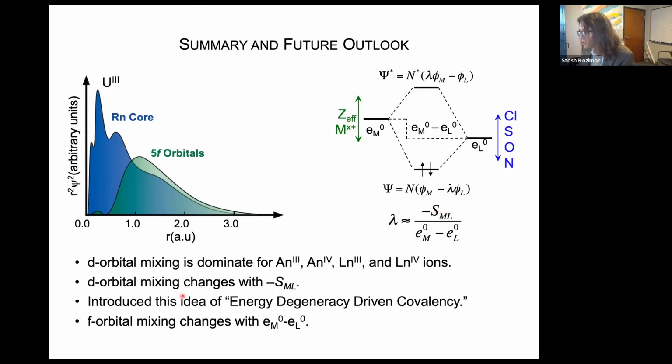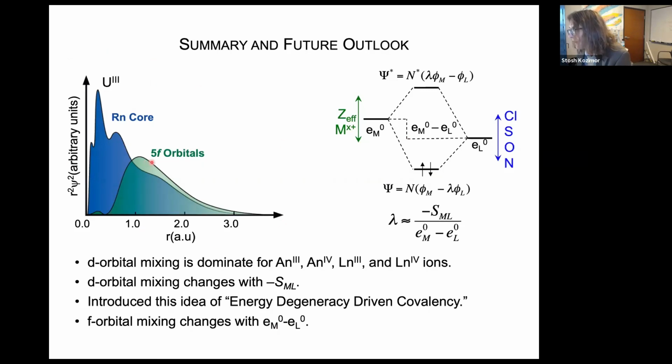But then I introduced this idea of energy degeneracy driven covalency and tried to communicate that that seems to be what's important, or at least that's what we propose is important for these core-like f-orbitals. Okay, but this denominator is something you should think about. And I don't think that is a radical concept, and I think it fits quite nicely with what the community thinks about when they think about f-orbital covalency.